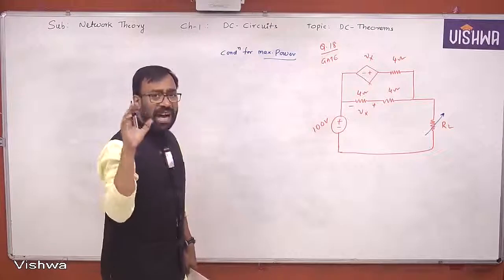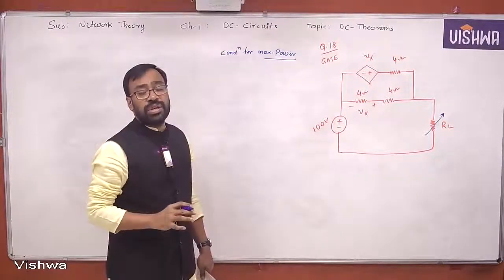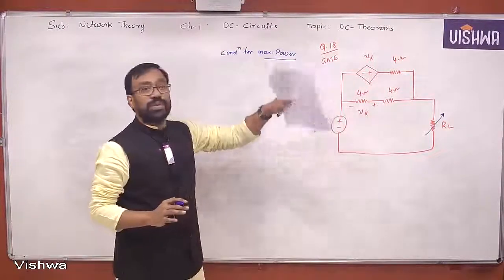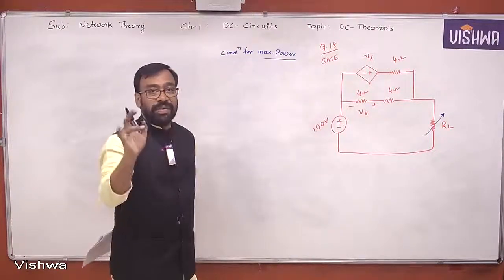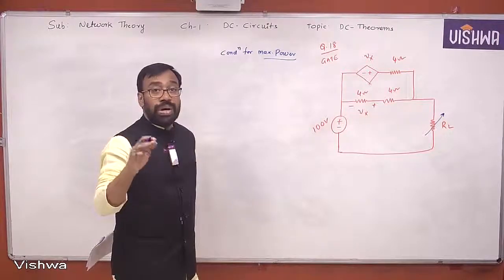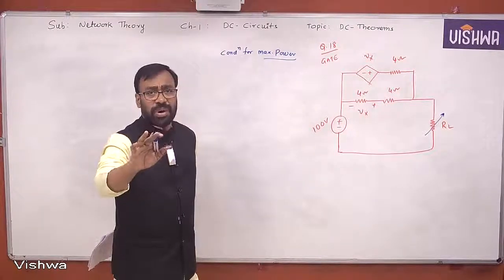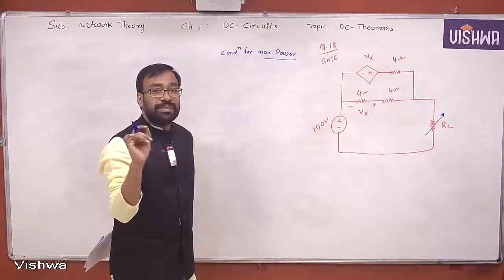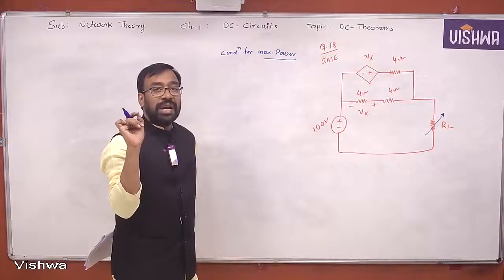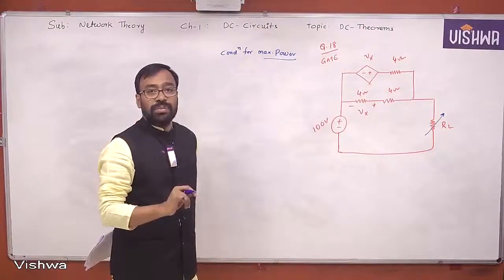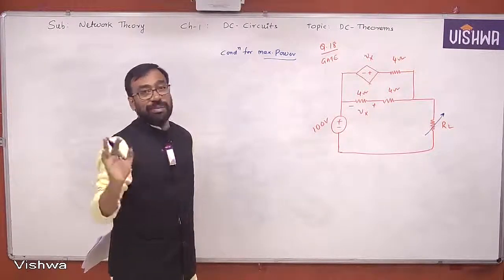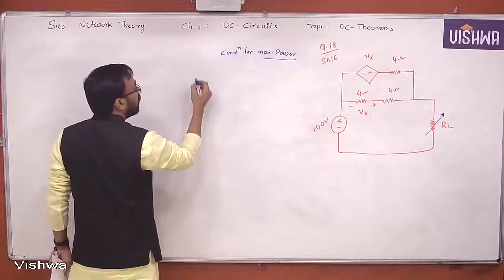Now, only when RTH is required, what is the procedure that you are supposed to follow when there is a dependent source problem? What is the procedure for RTH? Method 1, VOC by ISC. Method 2, Ohm's technique. Any method can be followed, no doubt. But what is the best method to find RTH, only RTH, in case of a dependent source problem? Obviously, Ohm's technique. Okay, so let's go for Ohm's technique.